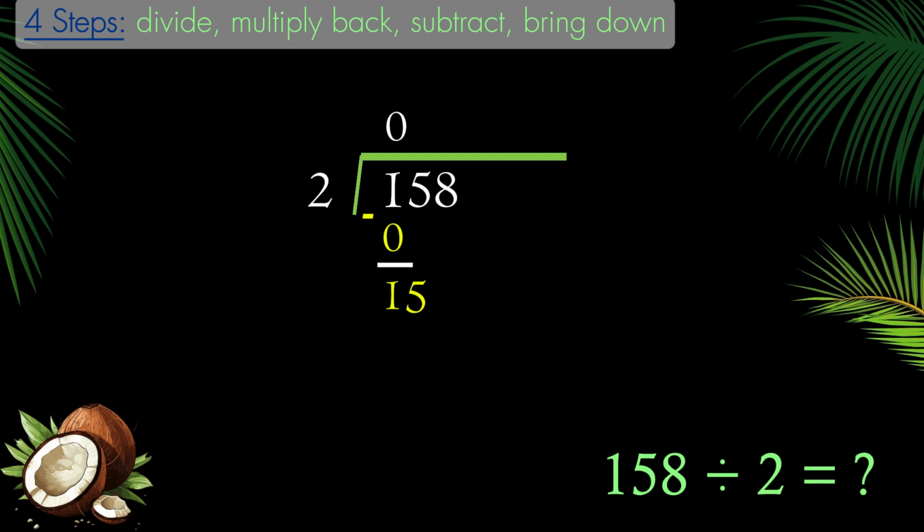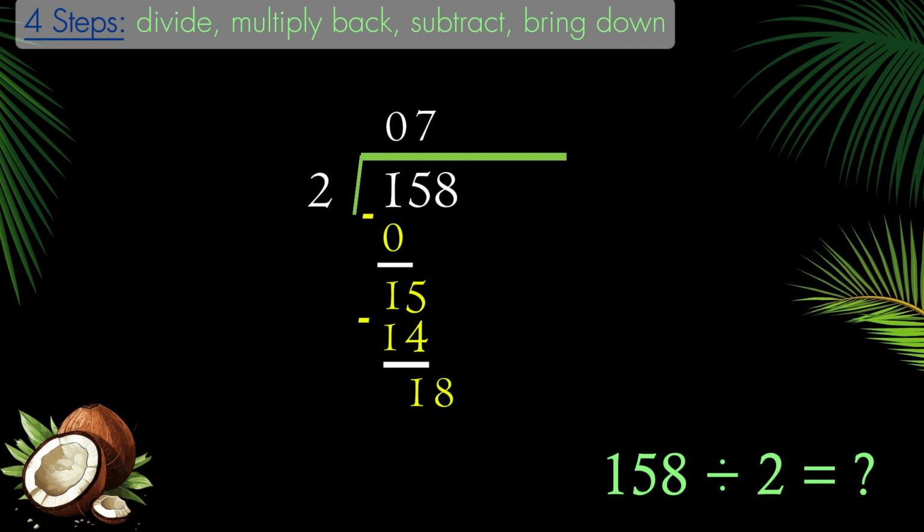Let's go through the steps again. Divide. 15 divided by 2. How many times does 2 go into 15? 7 times. Write 7 up top. Multiply back. 7 times 2 equals 14. Subtract. 15 minus 14 equals 1. Bring down the next digit. 8.